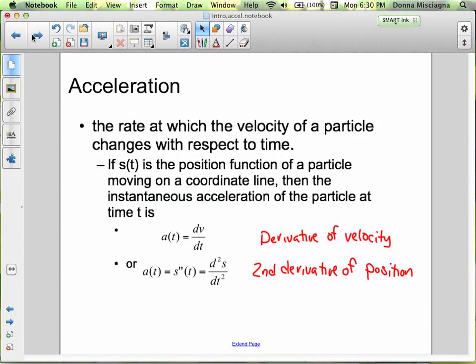So now we're going to learn a little bit about acceleration. Acceleration is the rate at which the velocity of a particle changes with respect to time. If s of t is the position function of a particle moving on a coordinate plane, then the instantaneous acceleration of the particle at time t is the derivative of velocity. So a of t is the derivative of velocity. It's also the second derivative of position. So if we have the position function, we'll take the derivative twice. If we have the velocity function, we'll take the derivative once.